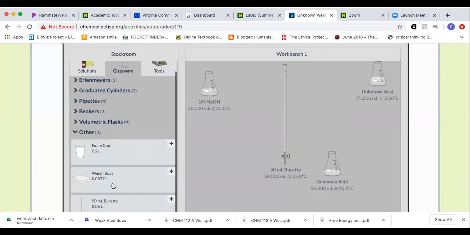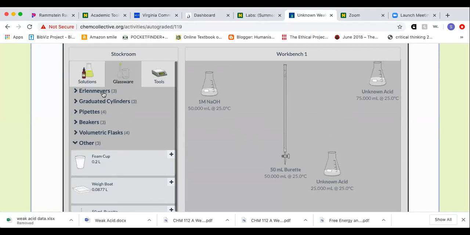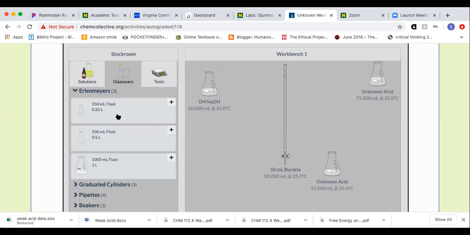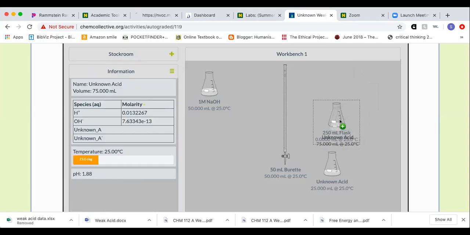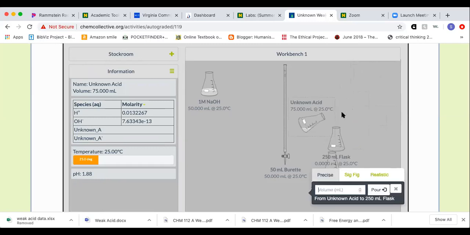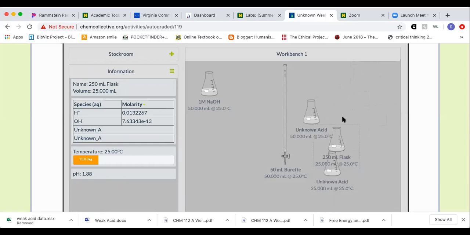Okay, I took the unknown acid, which is located over here, and from the glassware we could get under other the burette and an empty Erlenmeyer flask. And so I transferred the unknown acid. Essentially from the flask, I would have transferred from my unknown acid, just dragging it over till a little green thing shows up, and then transferring 25 milliliters, and then disconnecting.